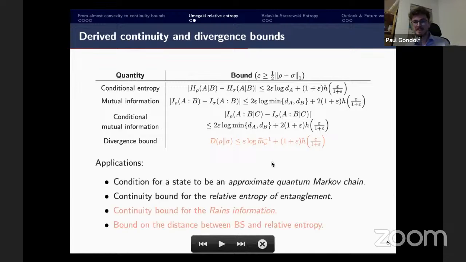We have several applications for these results. Two of them already pre-existed, which are the condition for a state to be an approximate quantum Markov chain, and the continuity bound for the relative entropy of entanglement. And then we have two new results in that direction, which are the continuity bound for the Rains information and a bound on the distance between the BS and relative entropy. This is done by a representation of the BS entropy via the Matsumoto map. We can then write it as a relative entropy, and this allows us to use our continuity bound for the relative entropy.